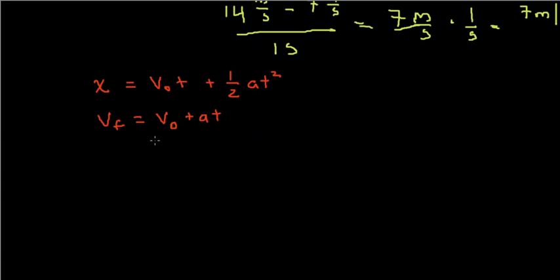Now let's rewrite this to make it more simplified. Let's solve for a. Here, let me write this in a different color, it just makes more sense. If we subtract v naught from both sides, v f minus v naught equals a t. And since they're bound by multiplication, you divide both sides by t. So a equals v f minus v naught over t.